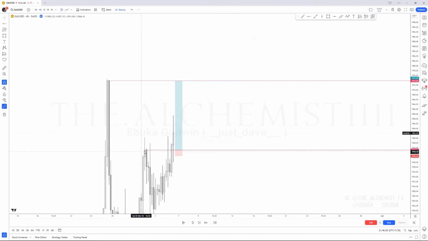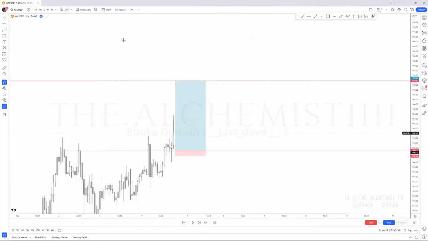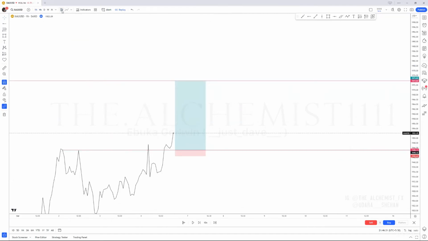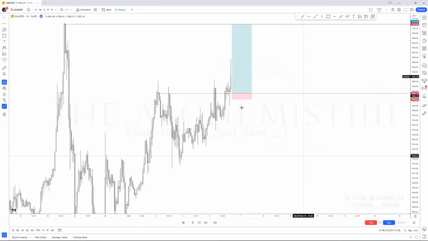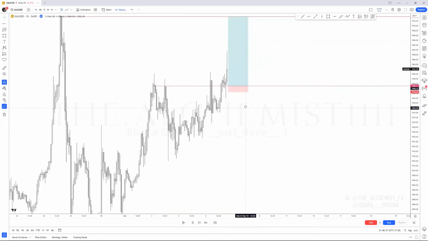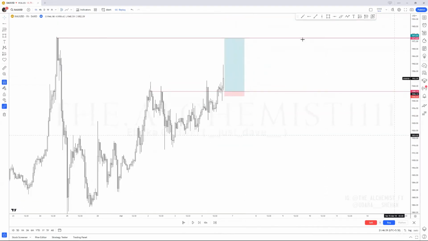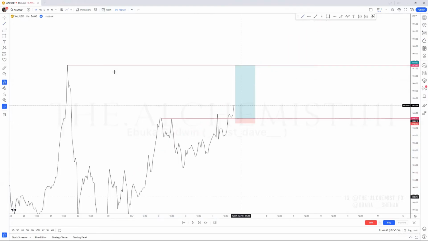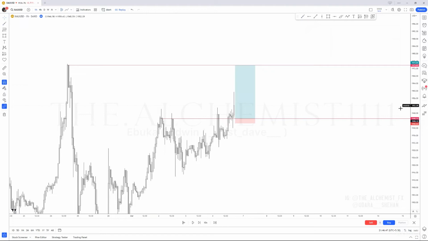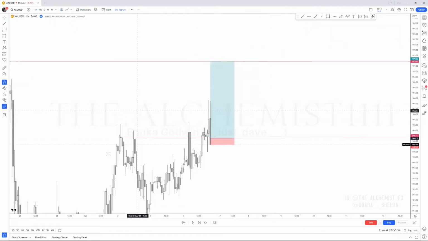Okay, H4 rejected. H1 broke structure itself. This is a daily level. No trend lines that I can see. Not trying to force it. If it's there, it's there. It's just not there. Let me see one more time. Nah, it's not there. Okay, let's see what they're doing. Oh. Okay, there it goes.